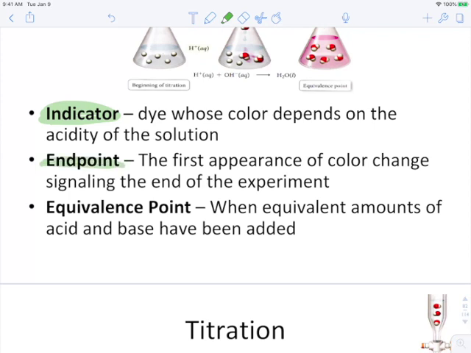And then there are two very important vocabulary words that I want you to know. And those are endpoint and equivalence point. They are very similar, but they're not identical. So the equivalence point, that is theoretical. That's what you calculate. That's what we're about to calculate. That is when you have equivalent amounts of acids and bases added. But the endpoint is experimental.